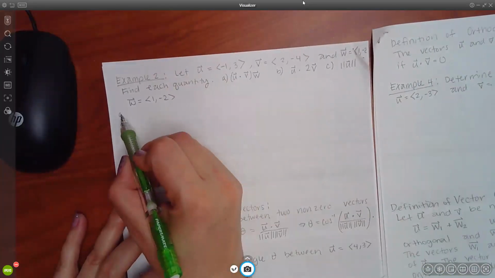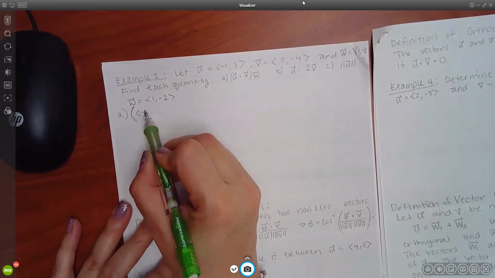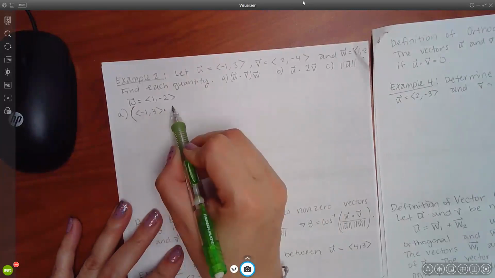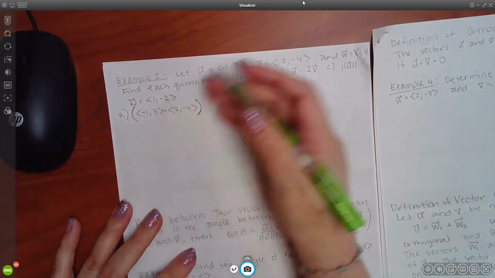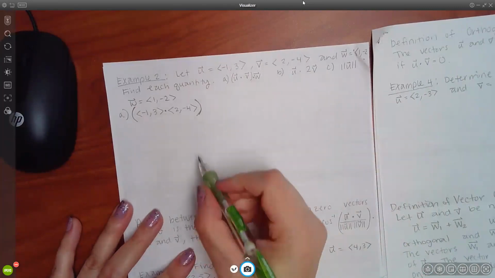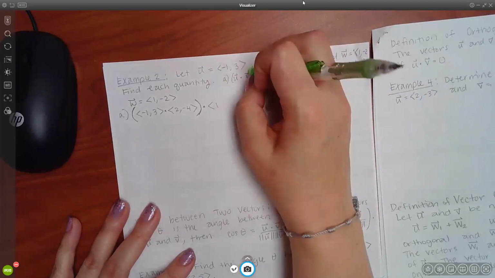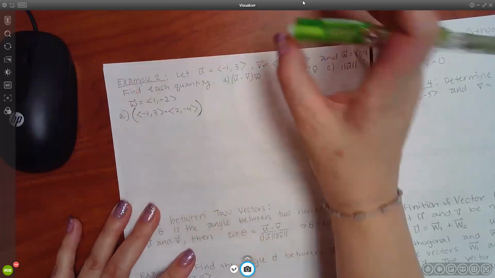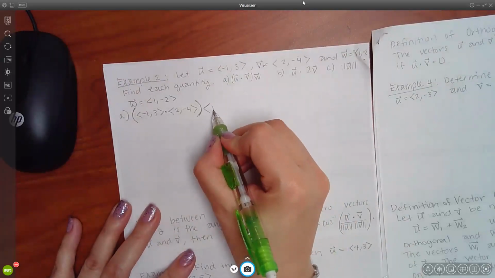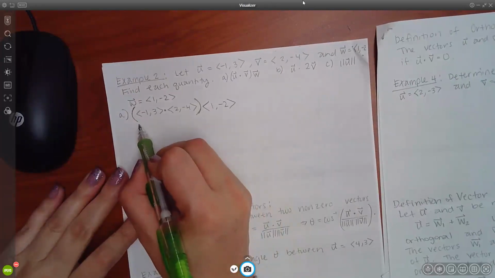So first for part A, I'm gonna do U. I'm gonna draw this big parentheses, and then I'm gonna have U dot with V. Close that big parentheses, and then there should be another dot there. That was my error. No, there should not be a dot there. My error this time. And then the W is 1 and -2. So let's do the parentheses and figure out what this dot product is.